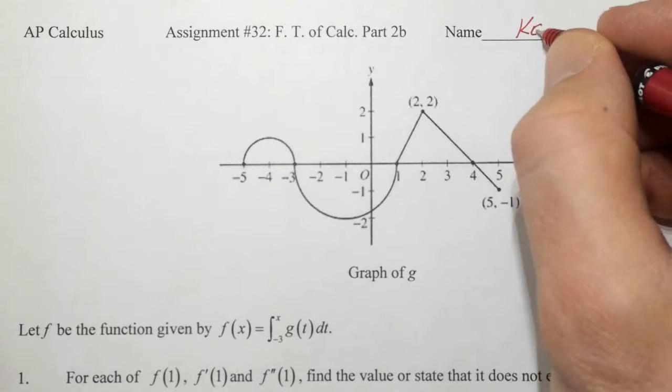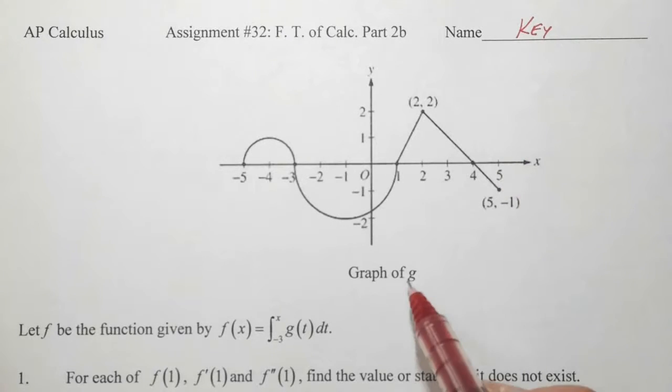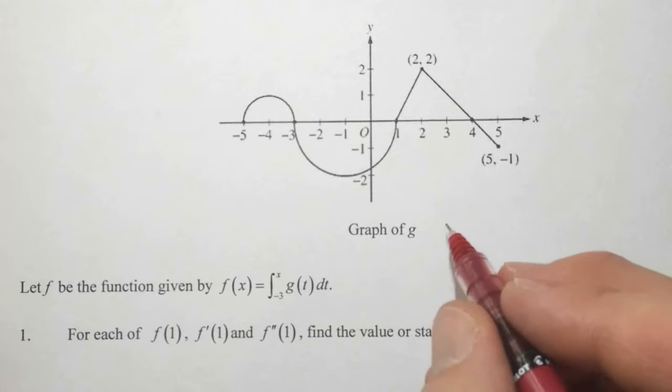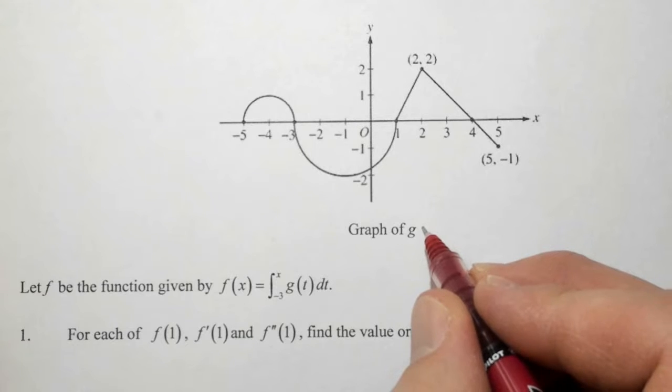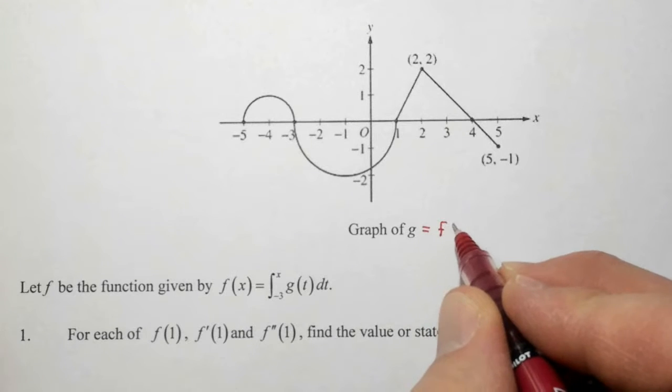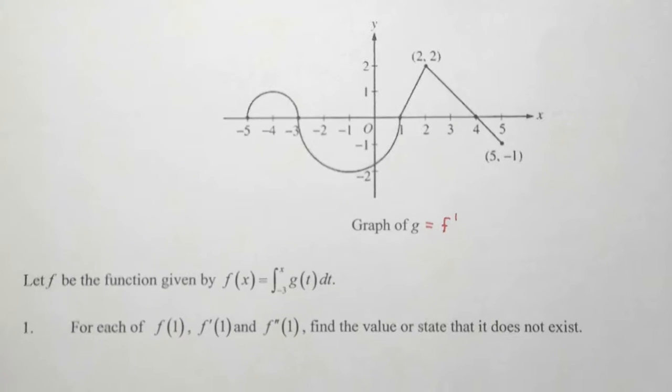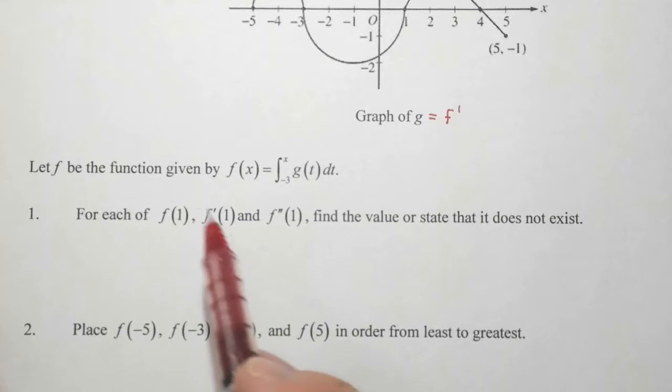Here's our key for assignment number 32. We are given the graph of g, and then we are told that f is a function such that f of x is equal to the integral from -3 to x of g of t dt. So based off of our knowledge right now, we know that not only is this the graph of g, but this is also the graph of f prime. That's going to come into play in a moment.